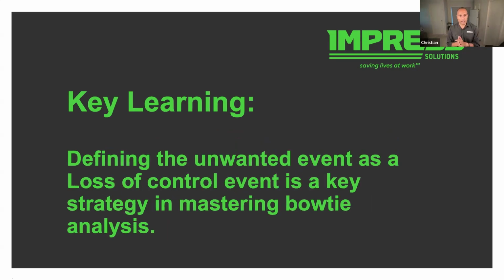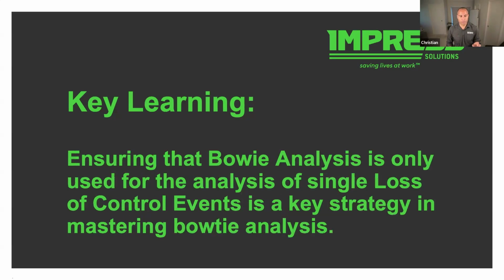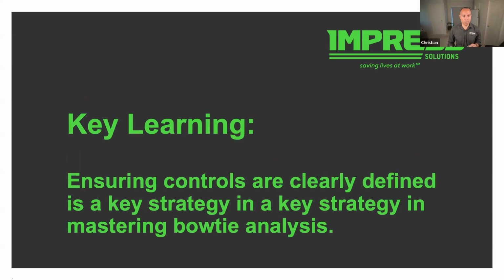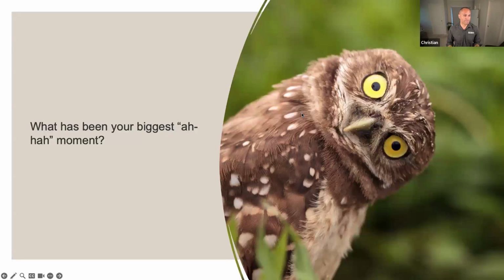we round out some of the key ideas we've covered. The loss of control event needs to be the middle of the bow tie. We know that bow ties have a time and place, and they're for single hazard, single unwanted events. They're not for multiples or for analyzing complex systems. And we need to ensure our controls are clearly defined inside our bow ties to ensure effectiveness.